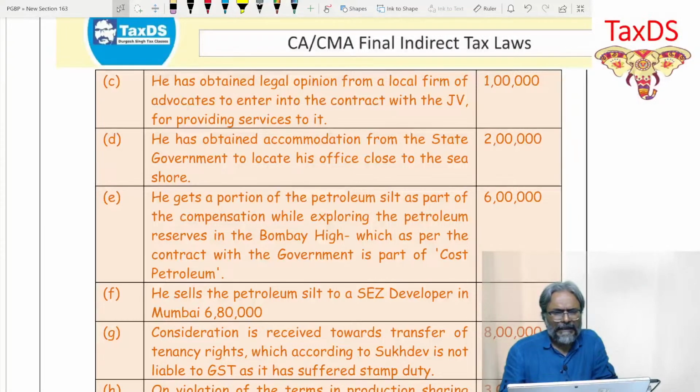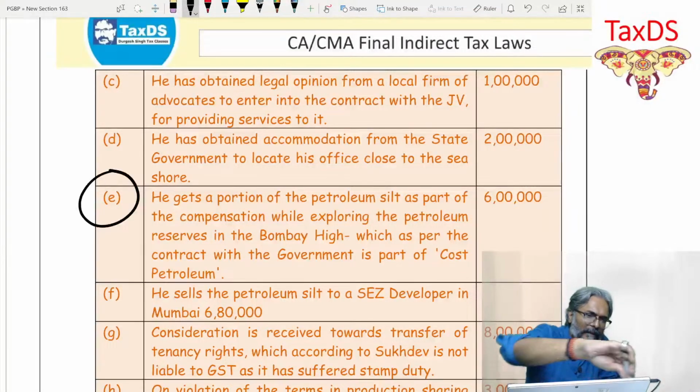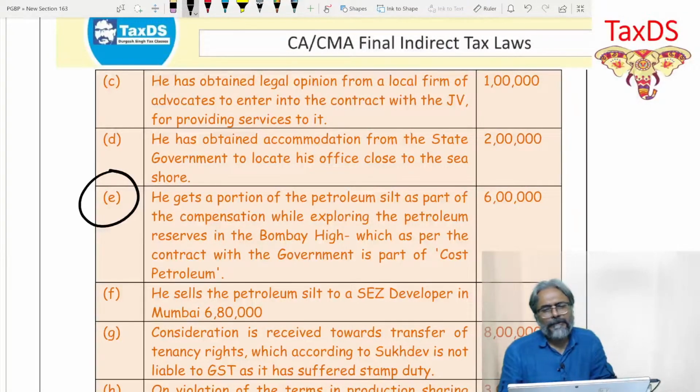Point number E, he gets a portion of the petroleum oil. This is the point which I was discussing. He gets a portion of petroleum oil as a part of compensation while exploring the petroleum reserves in Bombay High, which, as per the contract with the government, is a part of the cost petroleum. So, this is not a consideration, primarily. This is just a share, primarily, for which you are supposed to give it to the government, not in the form of any consideration that you are receiving. In fact, that's a share.